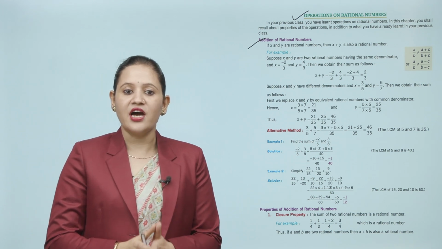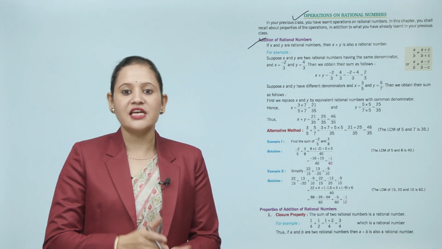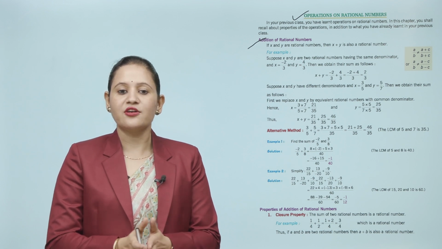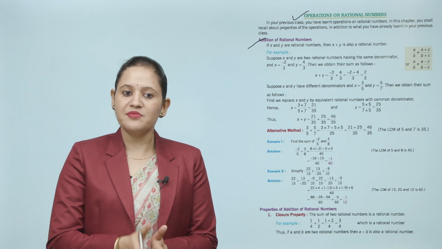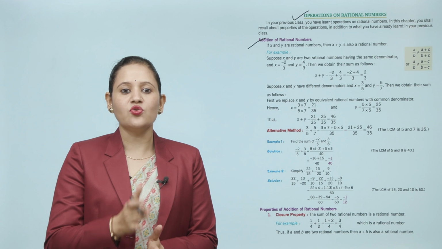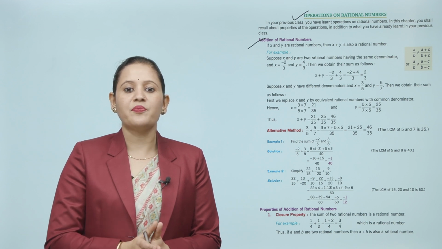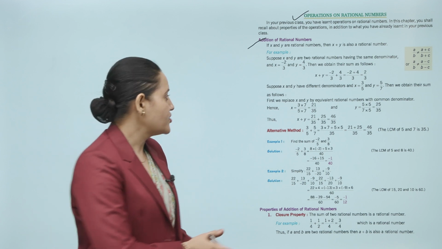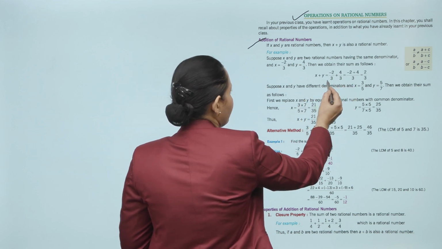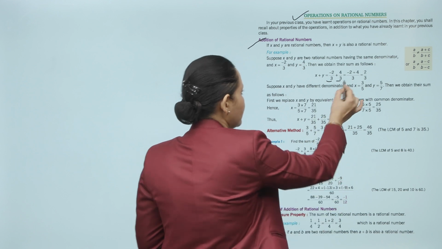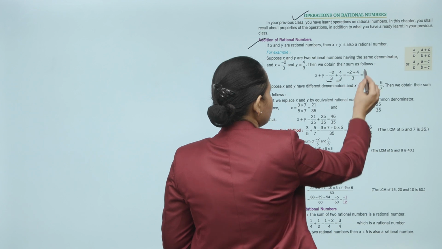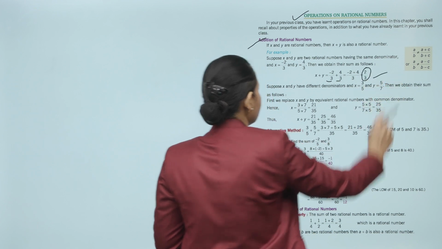If x and y are rational numbers, then x plus y is also a rational number. For example, suppose x and y are two rational numbers having the same denominator, and x equals minus 2 upon 3 and y equals 4 upon 3. Then we obtain their sum as follows. So what will x plus y be? Minus 2 upon 3 plus 4 upon 3. The denominator is the same, so we write the common denominator here and add the numerators. Minus 2 plus 4, that is 2 upon 3.